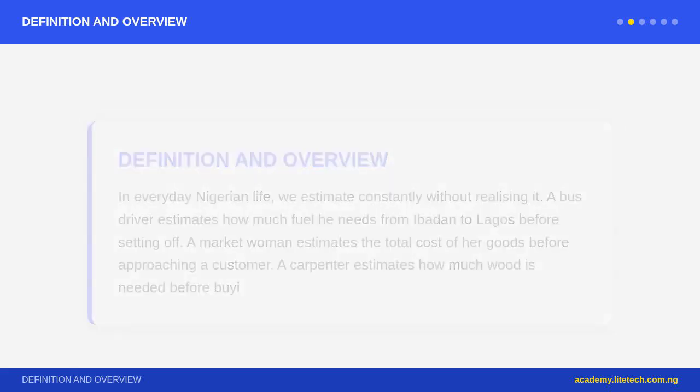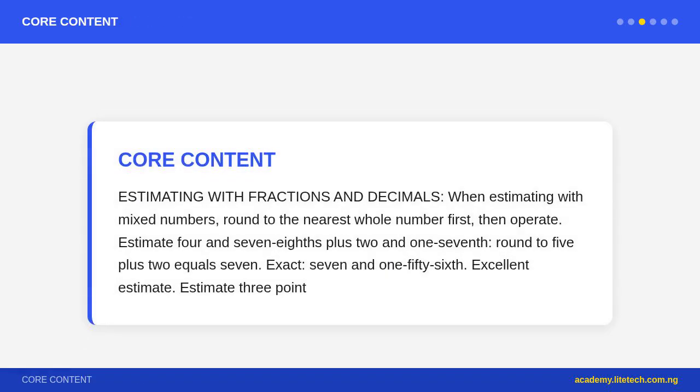Multi-step real-life estimation. A school in Port Harcourt is planning a field trip for 483 students. Buses hold 47 students each. Estimate how many buses are needed. Round, 500 students divided by 50 students per bus equals 10 buses. Exact, 483 divided by 47 is approximately 10.3, so 11 buses are needed. You must round up since you cannot have a fraction of a bus. Our estimate of 10 buses flagged the right order of magnitude.